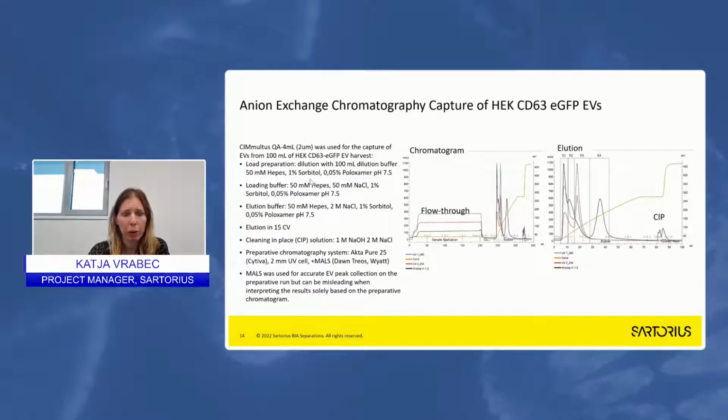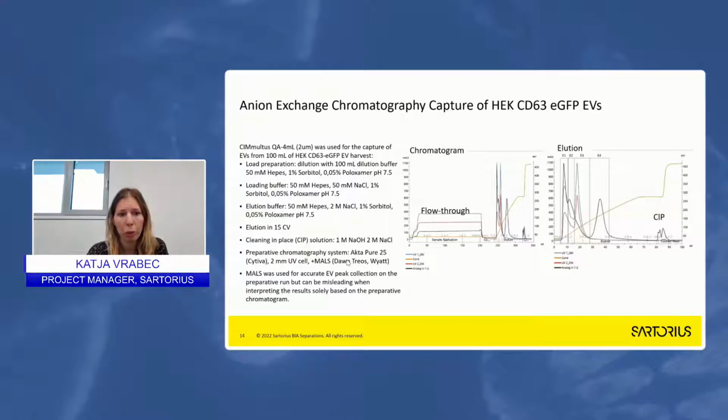The load was prepared by dilution with a dilution buffer that consisted of HEPES, sorbitol, poloxamer, pH 7.5. The loading buffer was 50 millimolar HEPES, 50 millimolar salt, 1% sorbitol, 0.05% poloxamer, pH 7.5. And the elution buffer had the same composition, just 2 molar salt. The elution was done in 15 column volumes, and the cleaning in place was done with 1 molar sodium hydroxide, 2 molar sodium chloride solution.